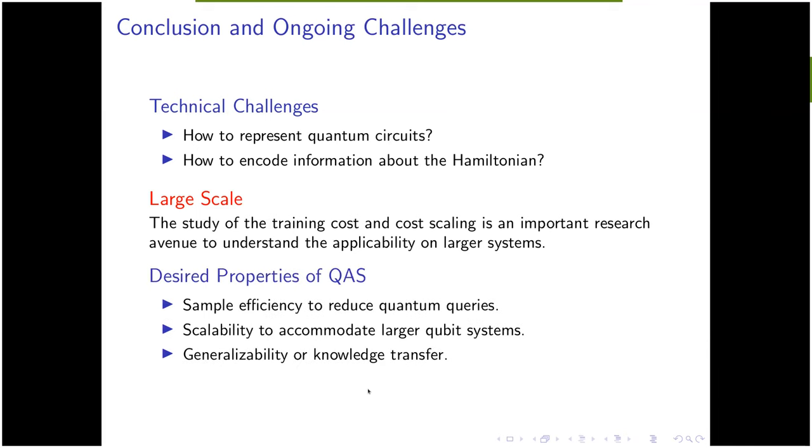And I think, to sum up, the desired parameters of quantum architecture search are sample efficiency, so we want to reduce quantum computer queries; scalability, so as to accommodate larger qubit systems; and generalization or knowledge transfer, as I mentioned. This is also something that I guess combines both previous points, right? Because if you are able to transfer the knowledge, there is a chance that we will be more efficient on larger systems, and maybe more sample efficient.